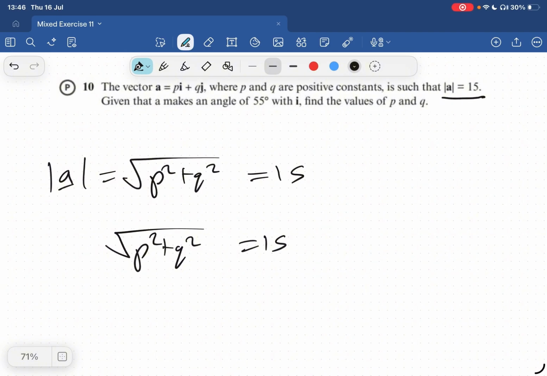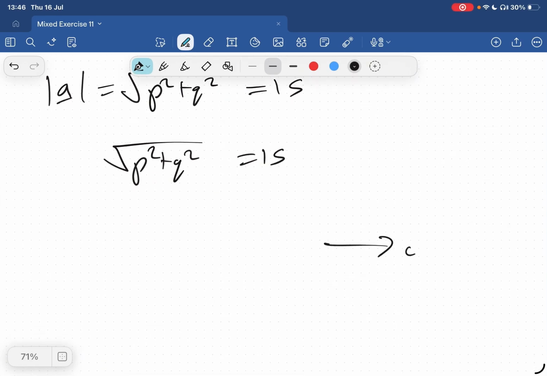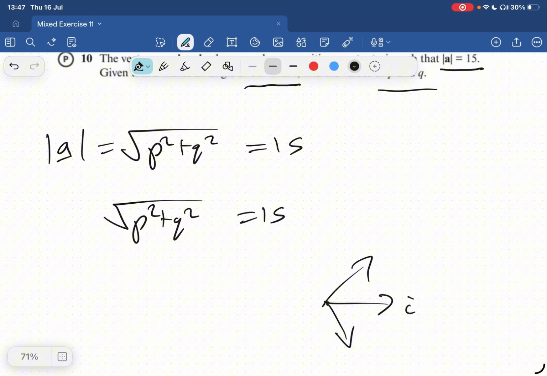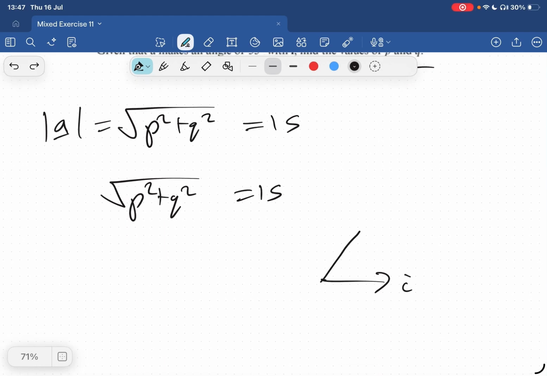Next, we're told that it makes an angle of 55 degrees with I, so we need to find the value of P and Q. Well, let's draw a diagram. This topic is visual. So we go I, and it's making an angle of 55 degrees with I. I paused there because I was unsure if I was to draw this arrow up or down. I didn't know from the information I'd read, but I looked back and P and Q are both positive constants. That tells us this arrow has to be going in this direction, making an angle of 55 degrees here.